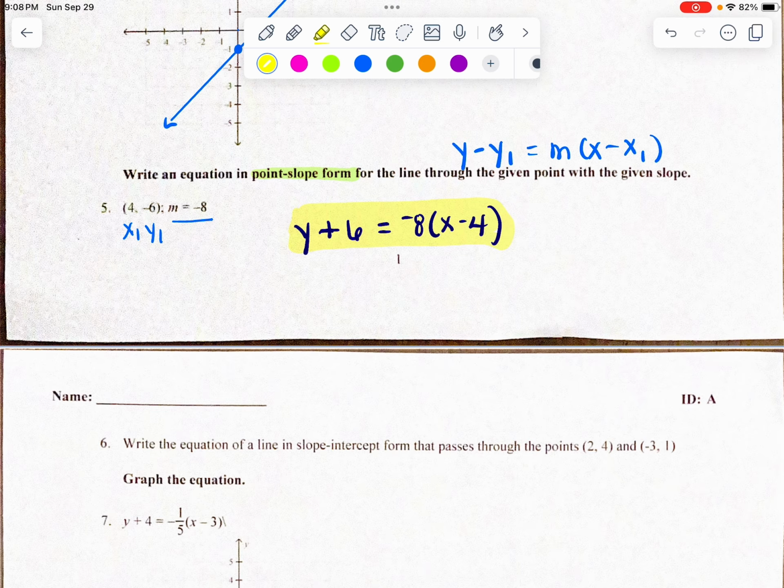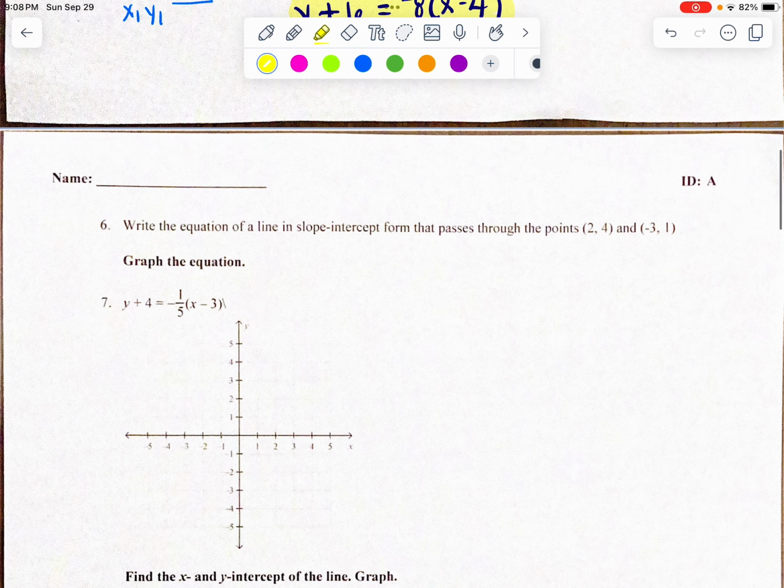Number 6 is the one where we are going to have to work it out. So I want you to, again, read the directions. This is very important. We're going to write the answer in slope-intercept form, and it goes through 2 points. Well, here's the problem. I can't just plug the numbers in, right? I have to work this one out. So this is the one where we have to, again, work it out.